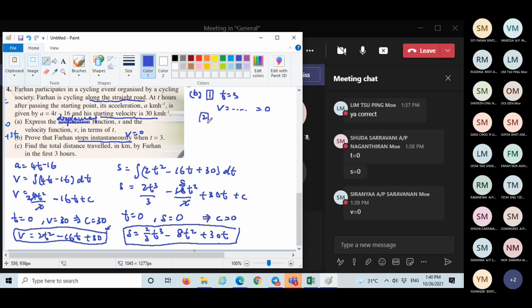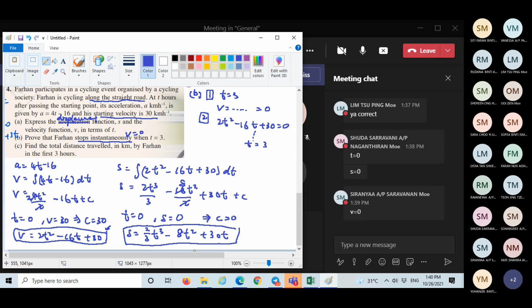The second method is you let the V function be 0. That means you start with this, you let this equal 0, then you see whether you get t is 3. There are two ways of proving for number B.